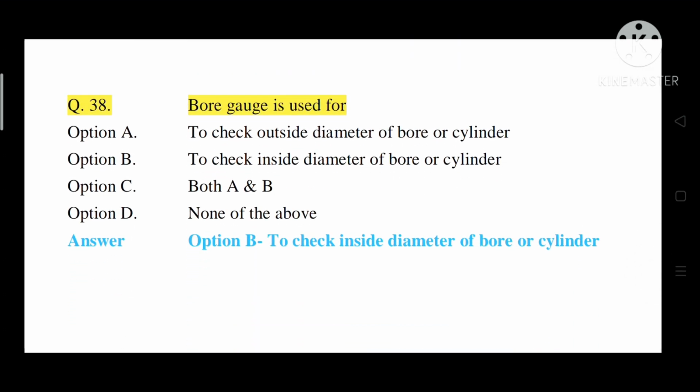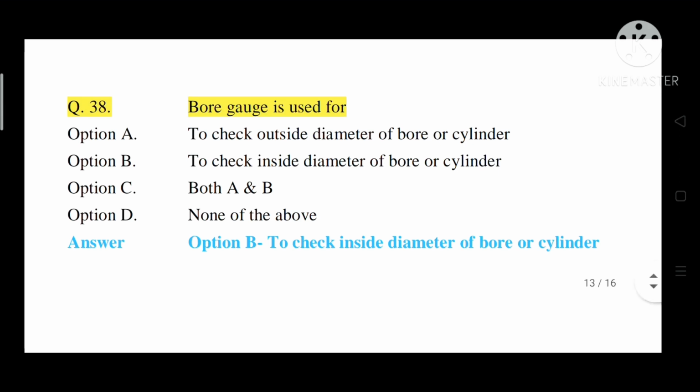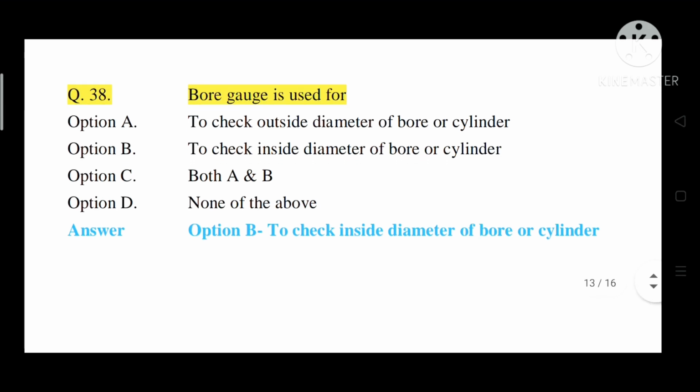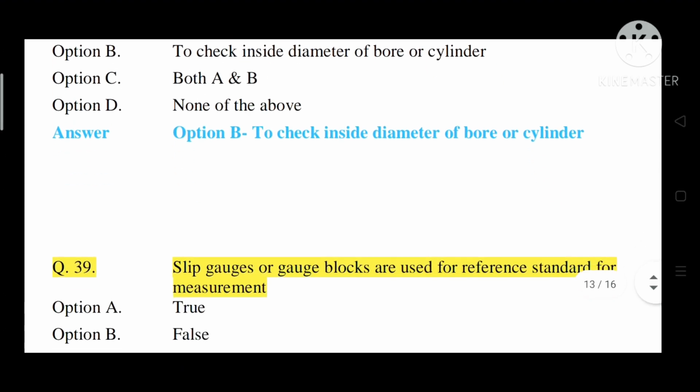Question number 38. Bore gauge is used for what? Options are given. Option A, to check outside diameter of bore or cylinder. Option B, to check inside diameter of bore or cylinder. Both A and B, none of the above. So correct answer is option B, that is to check inside diameter of bore or cylinder. So bore name itself indicates that it is used to check inside dimensions of cylinder or bore.